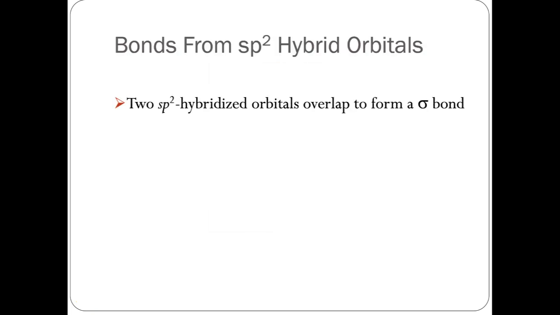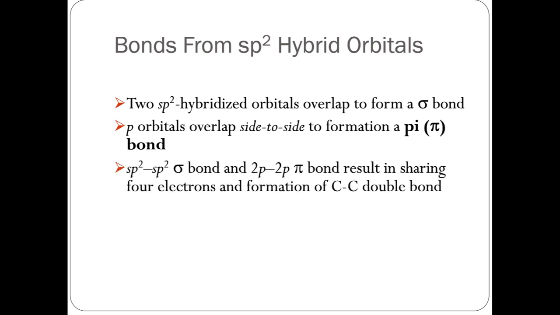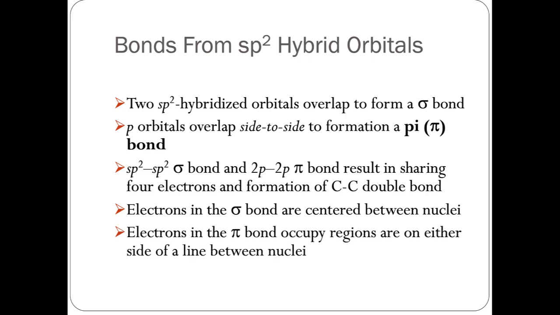Two sp2 hybridized orbitals overlap to form a sigma bond. P orbitals overlap side to side to form a pi bond. The sp2-sp2 sigma bond and 2p pi bond result in sharing 4 electrons and formation of a C=C double bond. Electrons in the sigma bond are centered between the nuclei. Electrons in the pi bond occupy regions on either side of a line between the nuclei.